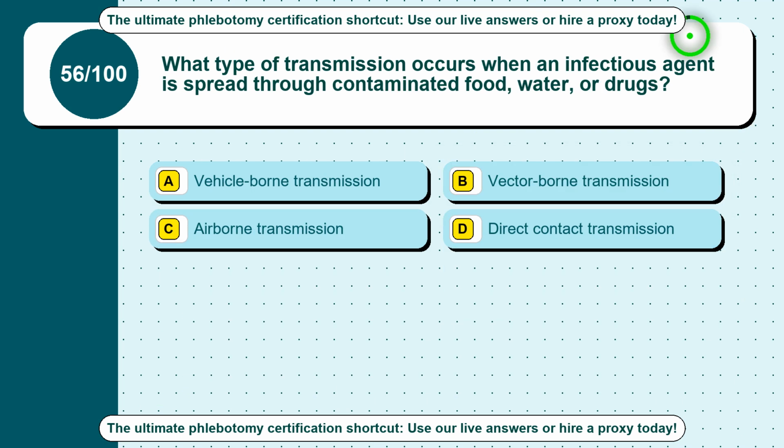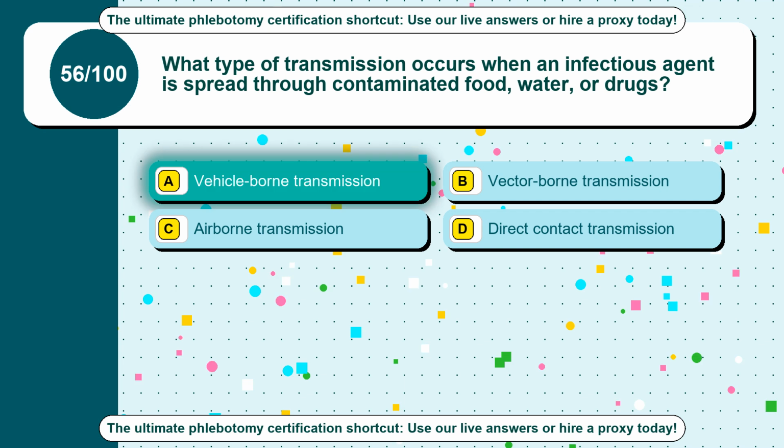Question 56. What type of transmission occurs when an infectious agent is spread through contaminated food, water, or drugs? Option A, vehicle-borne transmission. Option B, vector-borne transmission. Option C, airborne transmission. Option D, direct contact transmission. The correct answer is option A, vehicle-borne transmission.